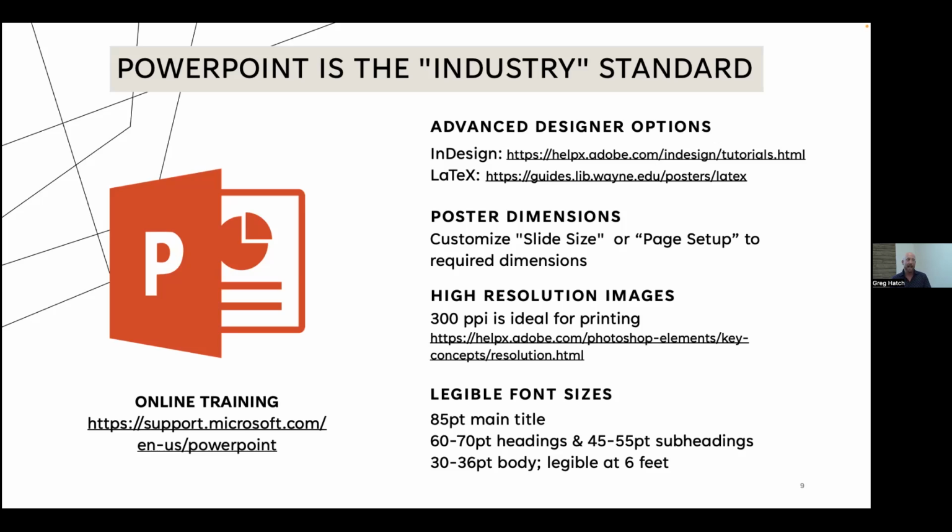I recommend that headings like section headings in your poster have somewhere between a 60 and a 70 point font. The subheadings can have a 45 to 55 point font. And the main body of your text should be between 30 and 36 points. This is legible up to 6 feet away, which in this COVID era is the ideal distance for somebody to be looking at your poster and having a conversation with you.